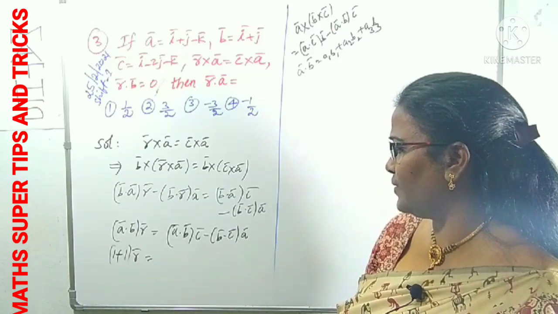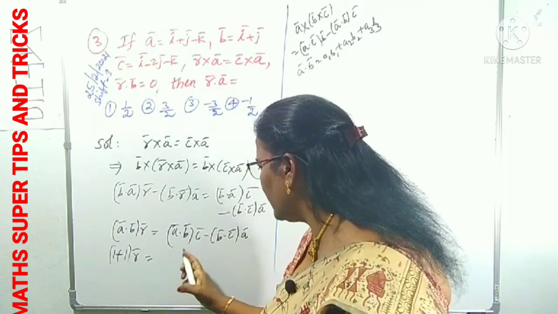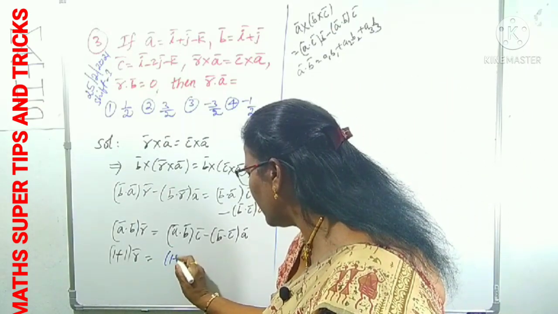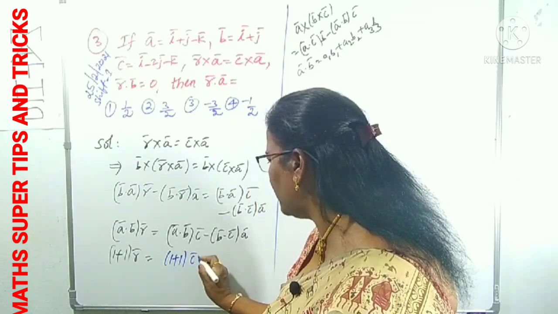In the same way, here a dot c, same thing here also. a dot b is also the same here: 1 plus 1 into c bar. I will replace c bar later.